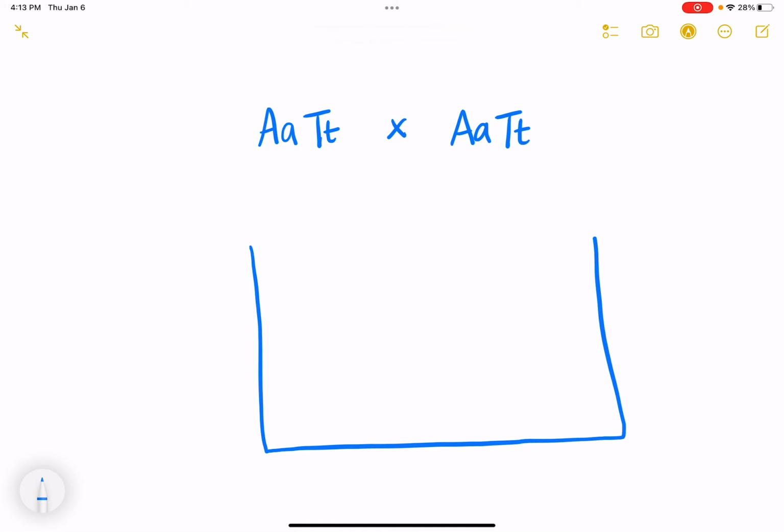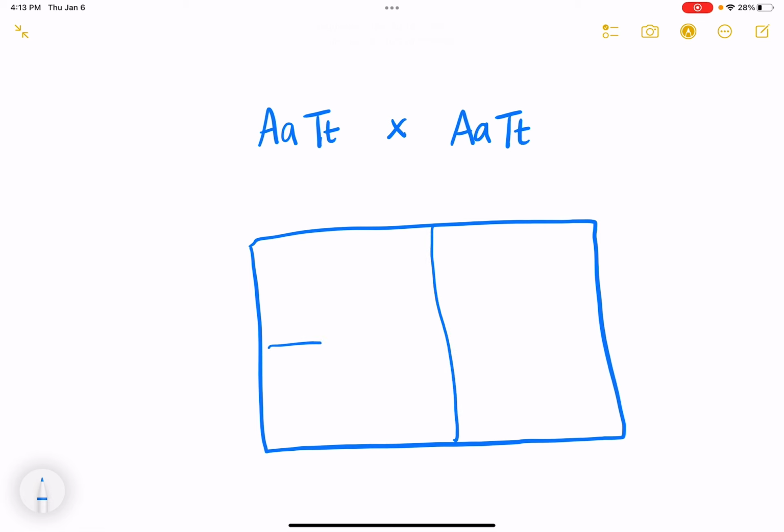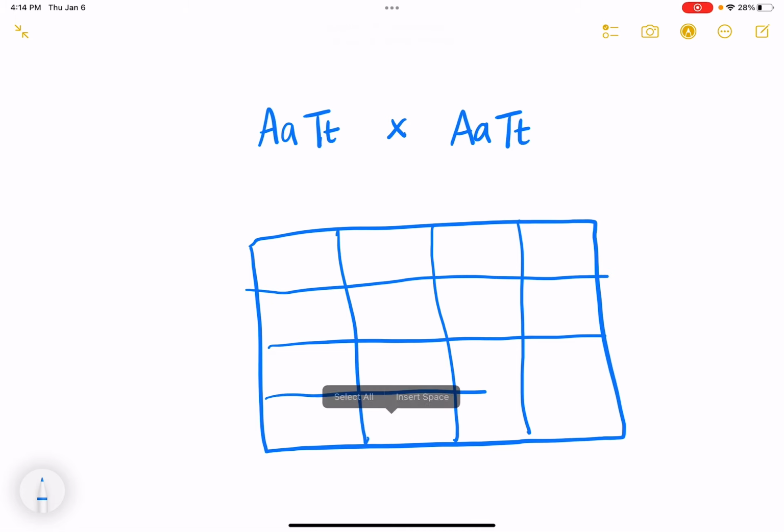I'm going to open up another tab, so I've got a little space here. I'm going to do big A, little a, big T, little t, times big A, little a, big T, little t. And then I'm going to make my Punnett square box. Now this one's going to be significantly larger. It is a 4x4 square, so it's going to have 4 rows and 4 columns. Now, the trickiest part of this, if you forget something on how to do it, is how to get what goes above these spots and also on the sides, okay?